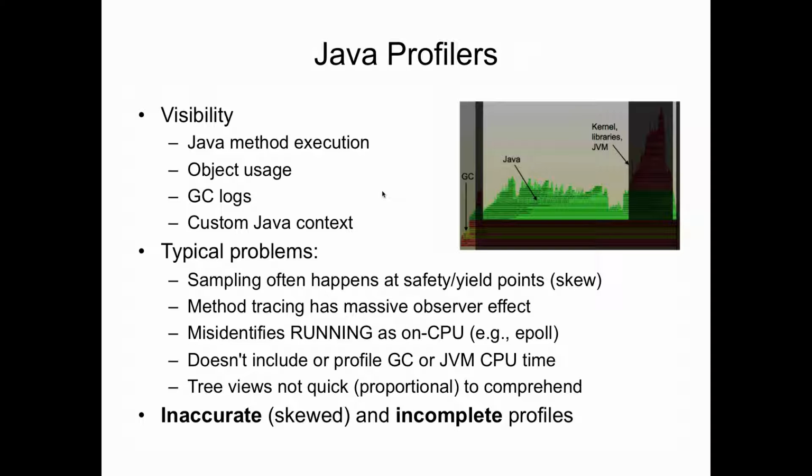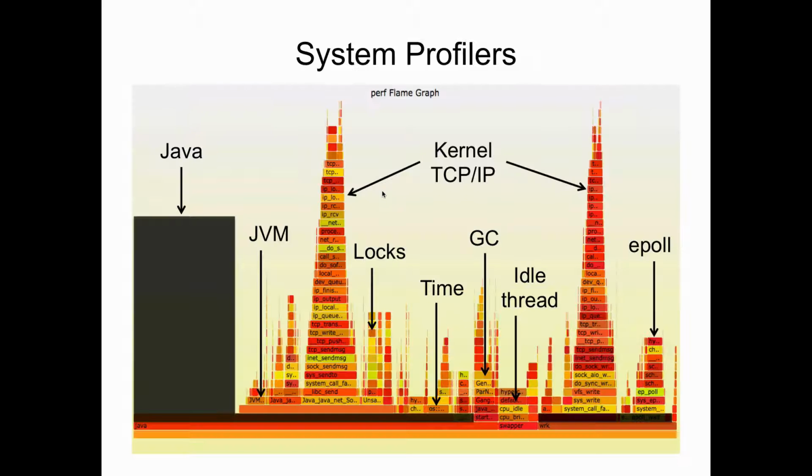And many of these profilers use these tree views where you click on the start of the thread and you can expand down the methods. They're okay, but I find them cumbersome and slow to use. So in general, Java profilers are inaccurate and incomplete. Now, that's not to say they haven't solved lots of problems. They have solved lots of problems, and I've used them to solve problems. But we can do better.